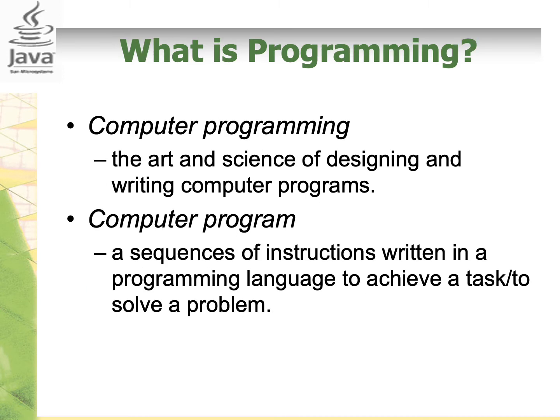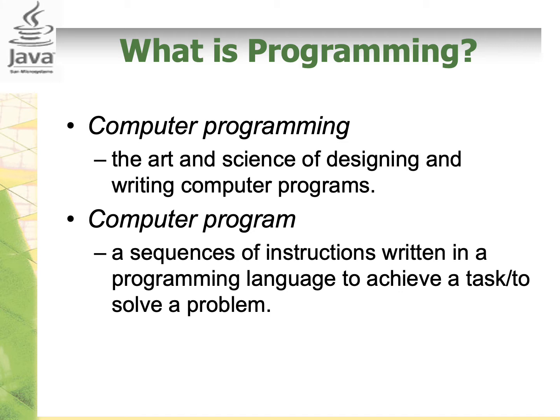So, what is programming? Computer programming is the art and science of designing and writing computer programs, while a computer program is the sequences of instructions written in a programming language to achieve a task or to solve a problem. Basically, before you write the code, you have to think about the steps or design that your code has to follow to solve a problem. That means you don't simply write the code straight away. You need to plan on what are the steps, which can be done by writing step 1, step 2, and so on.